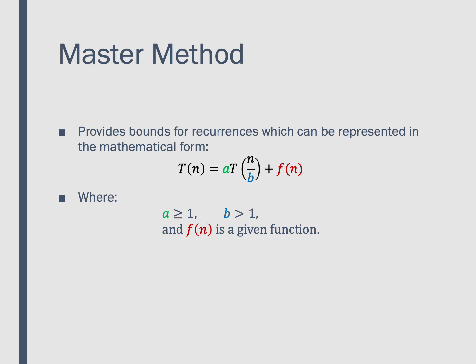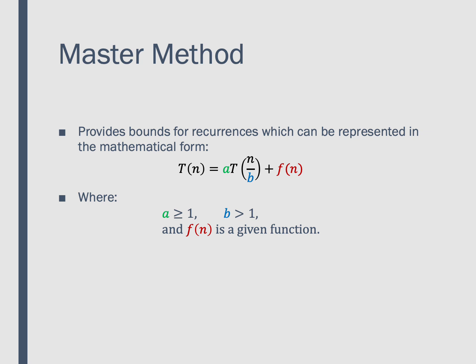Here we have conditions like a is greater than or equal to 1, which represents the number of subproblems the algorithm divides into at each recursive step. The second condition is b is greater than 1, which specifies the factor by which the problem size is divided in each step. Third is f(n), a function that captures the cost of non-recursive work done at each level. So the master method provides us with a systematic way to determine bounds for such recurrences.